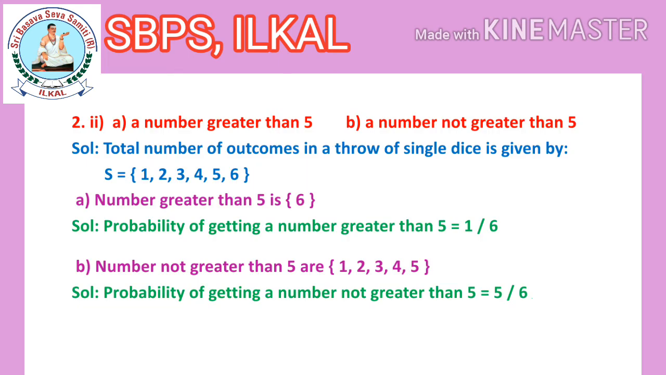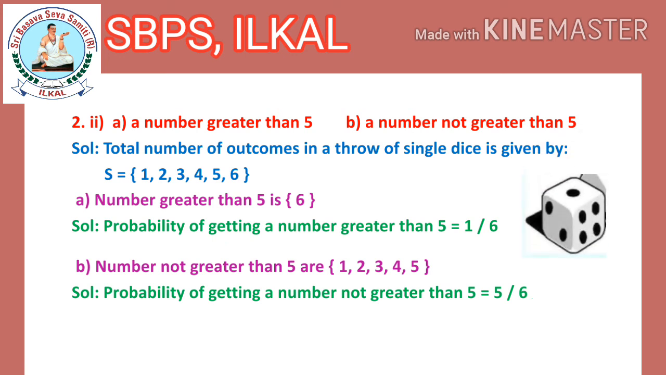Second main, a number greater than 5, a number not greater than 5. For these two probability you have to write now. Solution. Total number of outcomes in a throw of single dice is given by S is equal to 1, 2, 3, 4, 5, 6. A solution. Probability of getting a number greater than 5 is equal to 1 by 6. Because number greater than 5 is 6. It is only one term, means one chance only you have. Then total number of chances are 6. So, probability of getting a number greater than 5 is equal to 1 by 6.